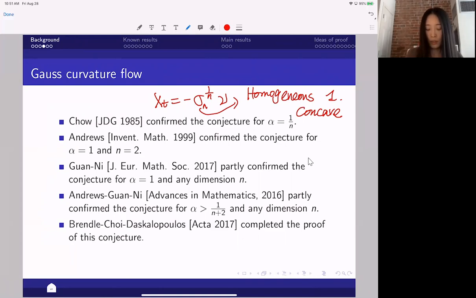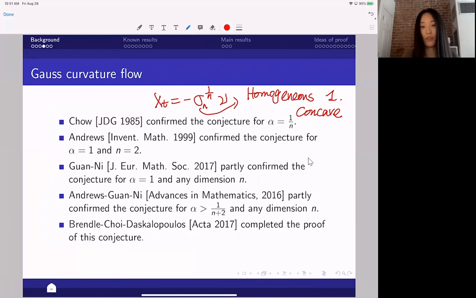Okay, later in 1999, Andrews confirmed this conjecture for alpha equals 1 and n equals 2. So Andrews was able to prove this conjecture only for two-dimensional manifolds. And in 2017, Guan and Ni partly confirmed this conjecture for alpha equals 1 and any dimension n.